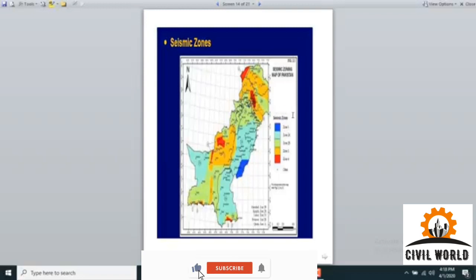So now you have clearly understood that Pakistan has 5 seismic zones. The non-seismic zone and the minor seismic zone are rare. Mostly we are having seismic zones of moderate intensity in Pakistan, represented by zone 2A and zone 2B.